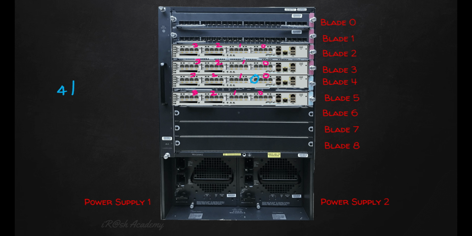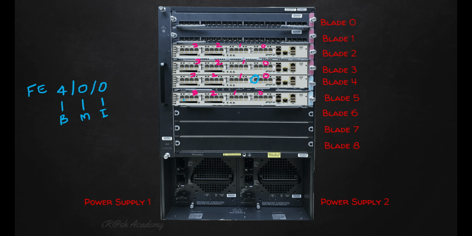Then the module number. In blade 4, which module is it? This is a part of module 0. So the module number will be 0. Then slash. Then which interface is it? This is the first interface, that means interface 0. Now this is a Fast Ethernet module, so we can use Fast Ethernet 4/0/0. This means blade number 4, module number 0 and interface number 0. This is how we find out the port number.